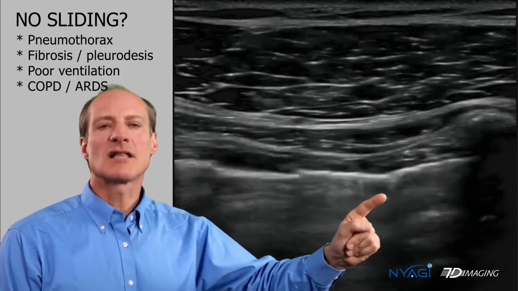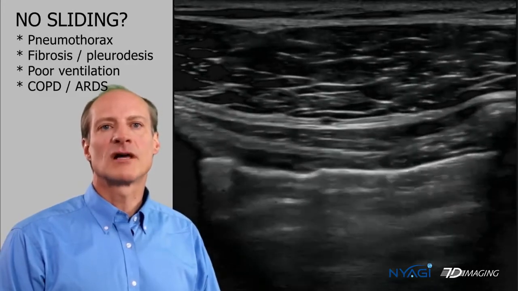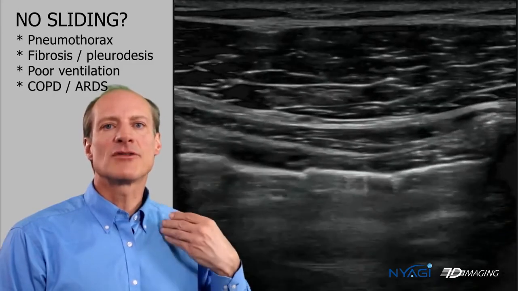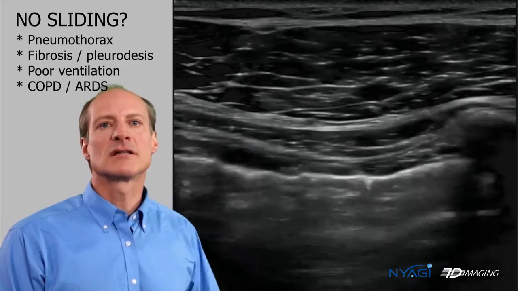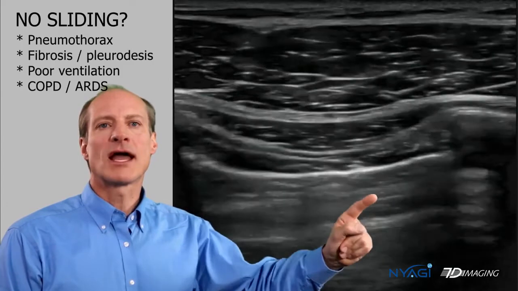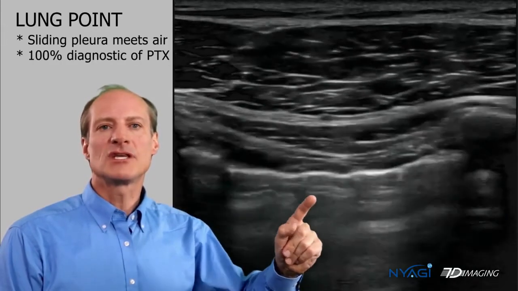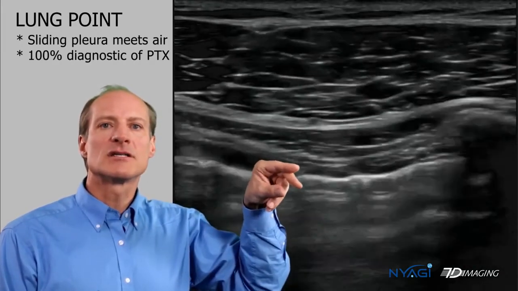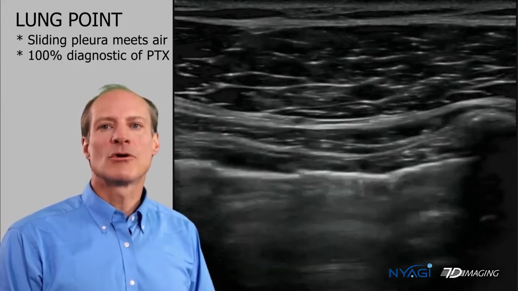If you do not see lung sliding, there are multiple reasons, including possible fibrosis of the lung and poor ventilation. The lung does not slide as much near the hilum or the center of the lung compared to the distal or lower lobes. You cannot rule out a pneumothorax simply by seeing non-lung sliding. However, if you see what's called a lung point, which is where the two pleura actually start to separate because of the air between them, that defines a pneumothorax.